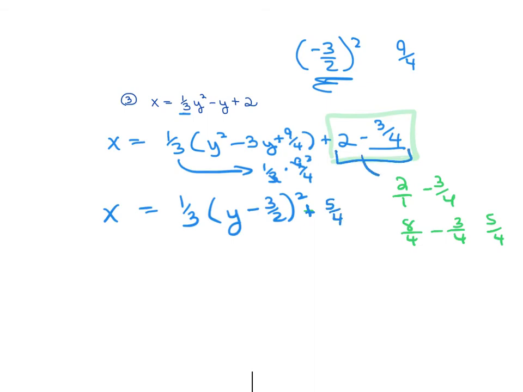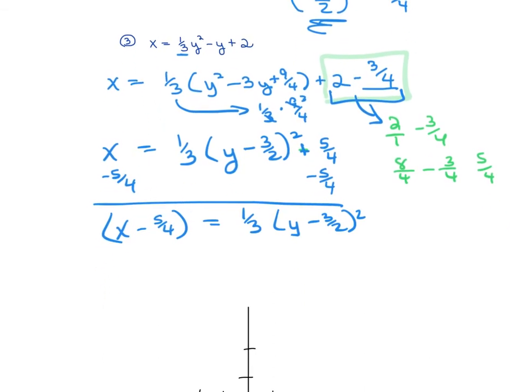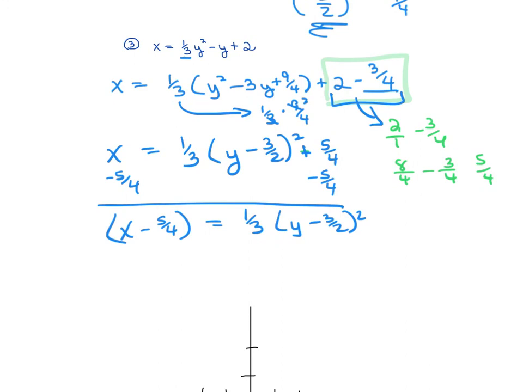Because that's what I got when I subtracted those, because signs were different. I'm going to move the 5/4. So x minus 5 over 4 equals 1/3 y minus 3/2 squared. Now again, I'm going to flip-flop it. So I'm going to take this, move it to the left, take this, move it to the right. I'm not doing any inverse operations. I'm just flipping my equals, the two things on either side of the equal sign.